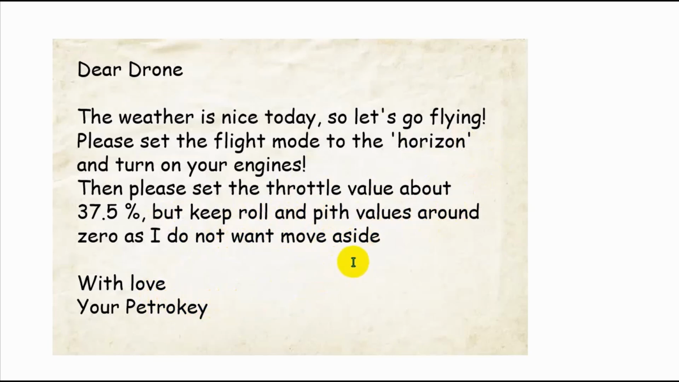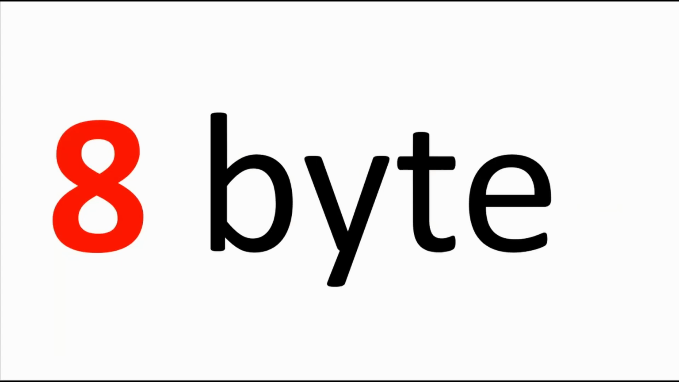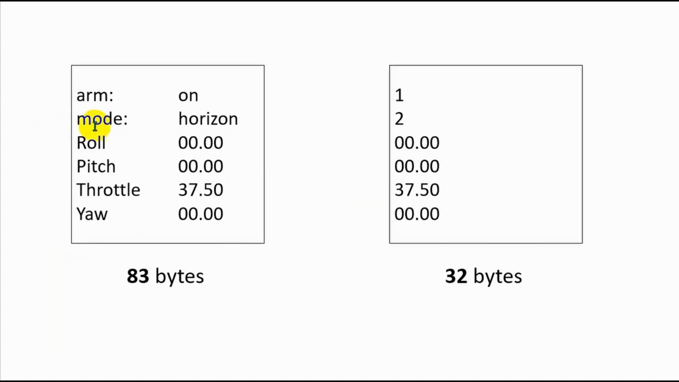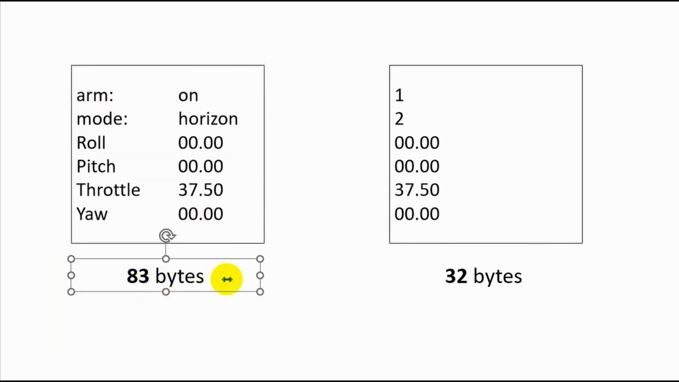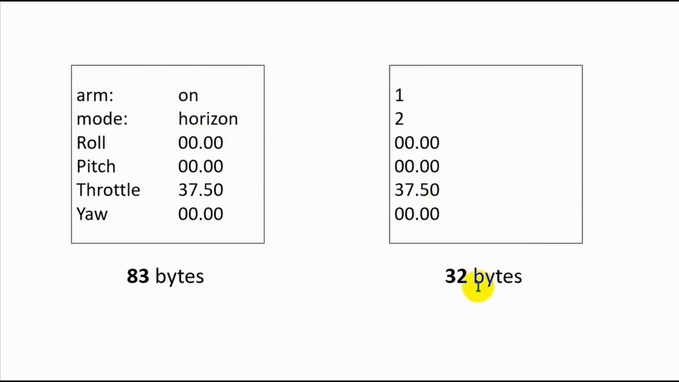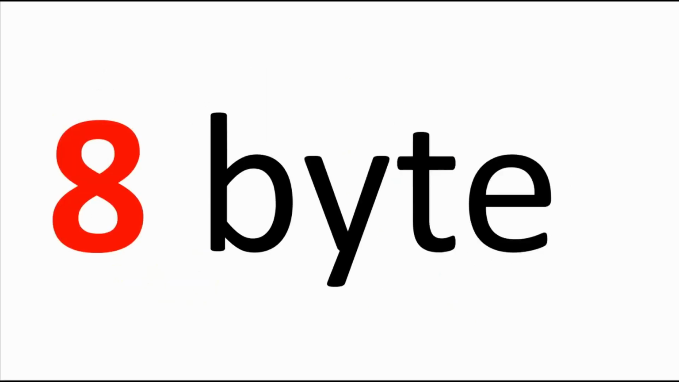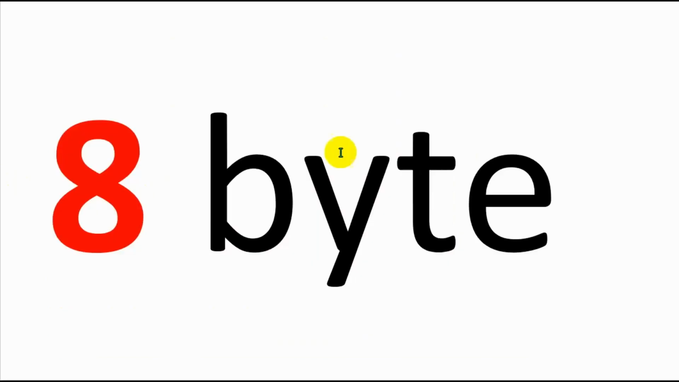Yeah, good message, but apparently we find out that if we save it as a text file, it is 281 bytes, not 8 bytes. So let's try to shrink it. If we reduce it to this text, we will get 83 bytes. And if we sacrifice the description and just pass the values, even then we have 32 bytes, but not 8 bytes. So how did the ExpressLRS team make all this fit inside?